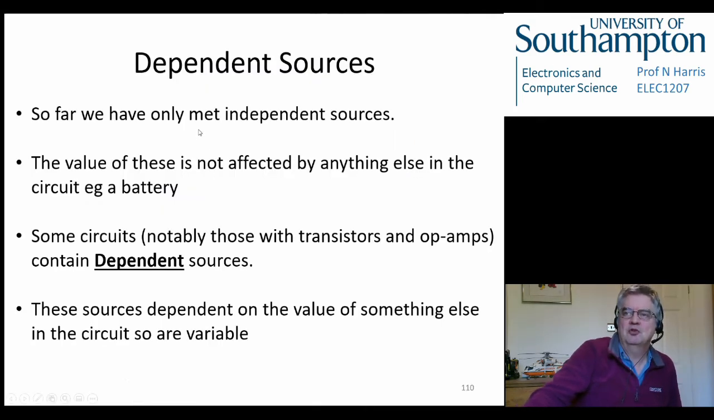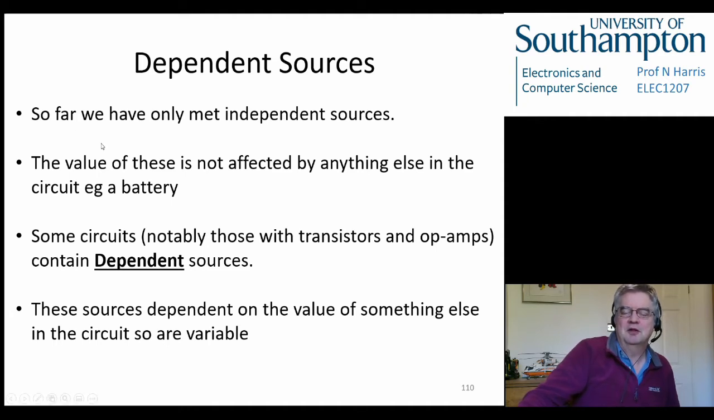Right, so a dependent source is one that depends on something else. And so far we've only met independent sources. An independent source could be something like a battery, whose voltage is just fixed by the value of the battery, it's not affected by anything else. Or a power supply where you've set 5 volts on the power supply and that's what comes out. So that's an independent source. Its output is independent of anything.